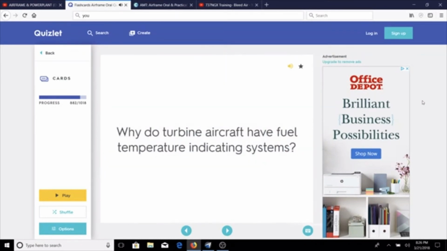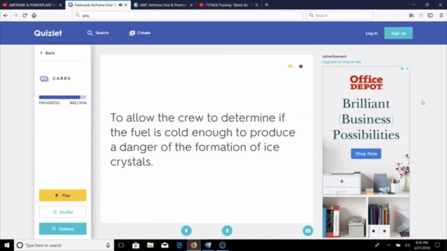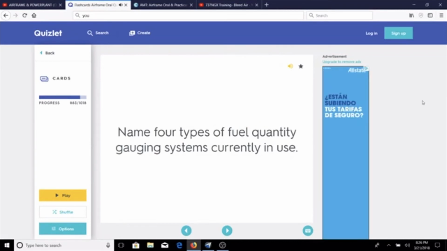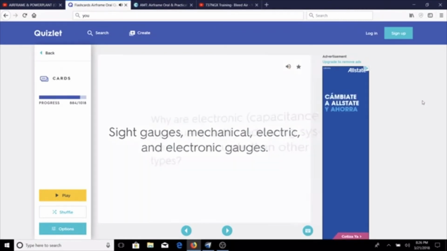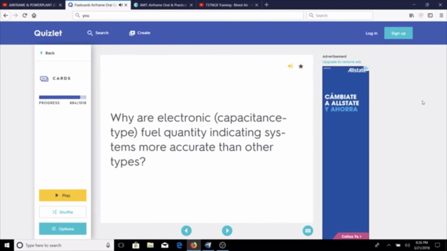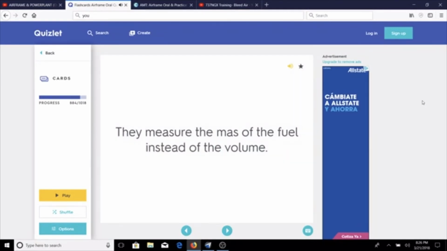Why do turbine aircraft have fuel temperature indicating systems? To allow the crew to determine if the fuel is cold enough to produce a danger of the formation of ice crystals. Name 4 types of fuel quantity gauging systems currently in use. Sight gauges, mechanical, electric, and electronic gauges. Why are electronic fuel quantity indicating systems more accurate than other types? They measure the mass of the fuel instead of the volume.